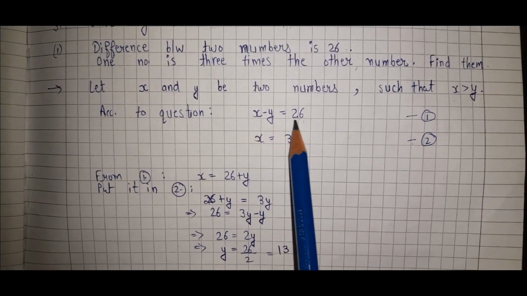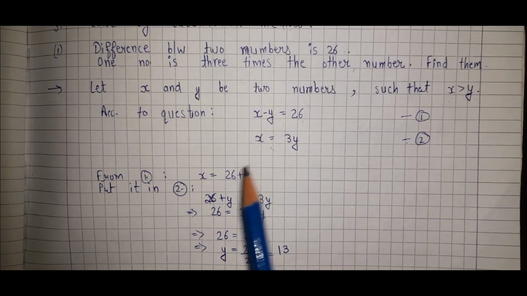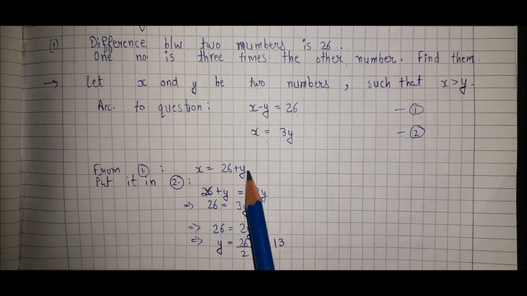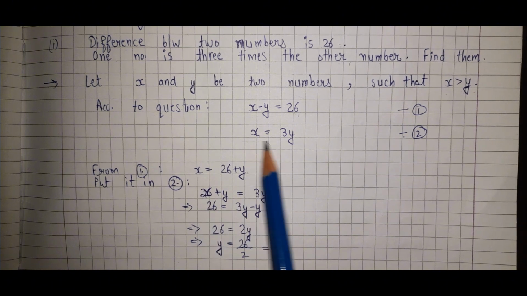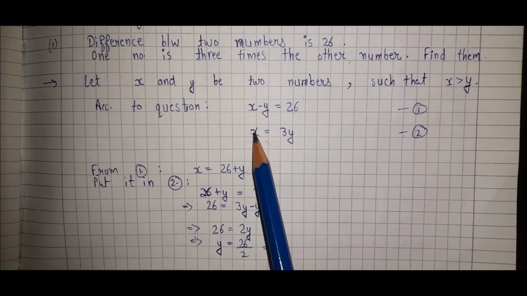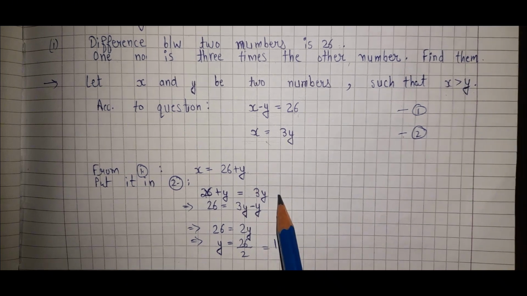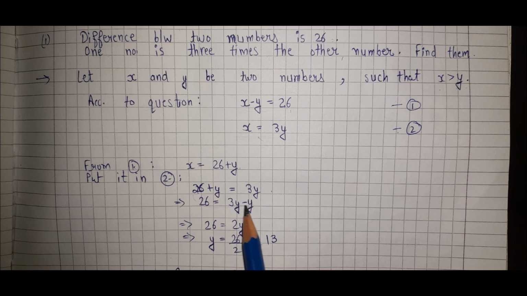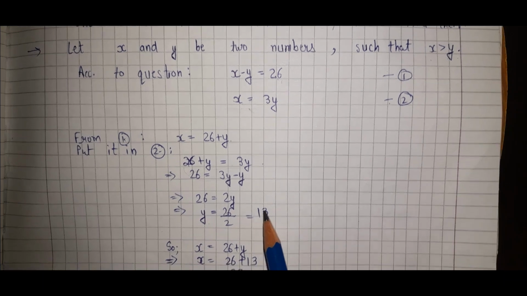These two are our linear equations. Now from the first equation, find the value of x and put it in the second equation. So x = 26 + y from the first equation. Now substitute this value of x in the second equation. We will get 26 + y instead of x. 26 + y is equal to, as it is, 3y. Now after solving this equation, we will get the value of y, that is y is equal to 13.